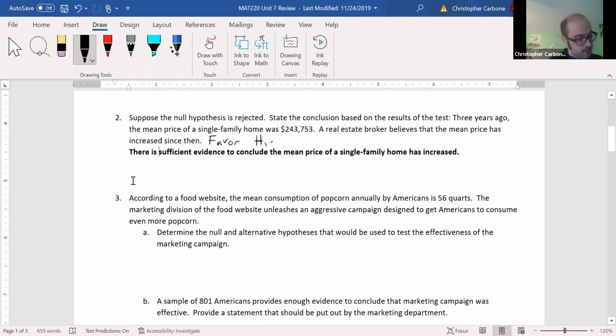The third one, we have gone to a food website. The mean consumption of popcorn annually by Americans is 56 quarts. The marketing division of the food website unleashes an aggressive campaign designed to get Americans to consume even more popcorn. We want the null and alternative hypotheses that would be used to test the effectiveness of this marketing campaign. The null hypothesis would be that the mean is 56 quarts, and the alternative would be that the mean is greater than 56 quarts.